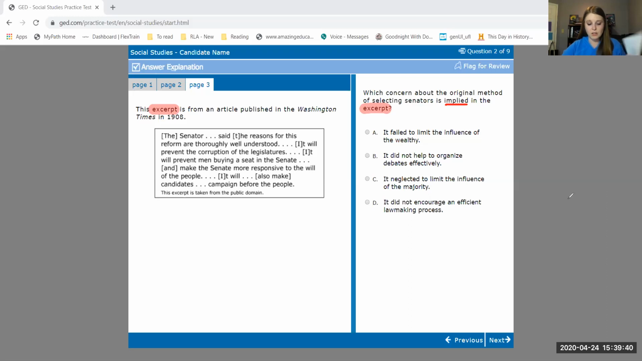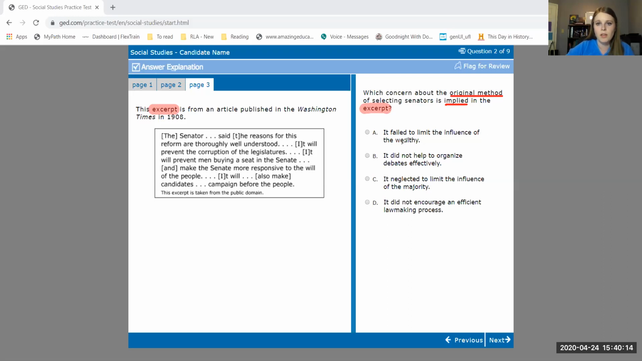So let's take a look at our different options here. So let's look at the reading here. The senator said the reasons for this reform are thoroughly well understood. It will prevent the corruption of the legislatures. It will prevent men buying a seat in the Senate and make the Senate more responsive to the will of the people. It will also make candidates campaign before the people. So we're looking at the original method, one of the problems. So letter A, it failed to limit the influence of the wealthy.